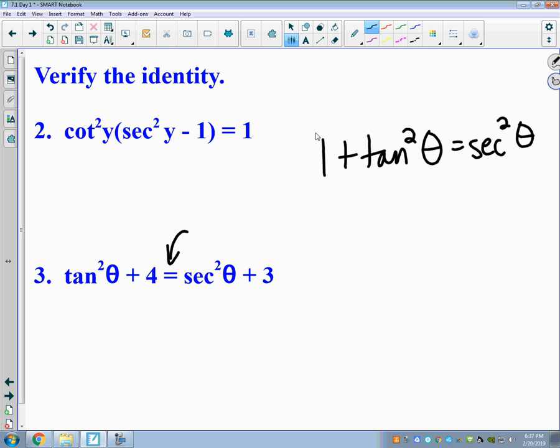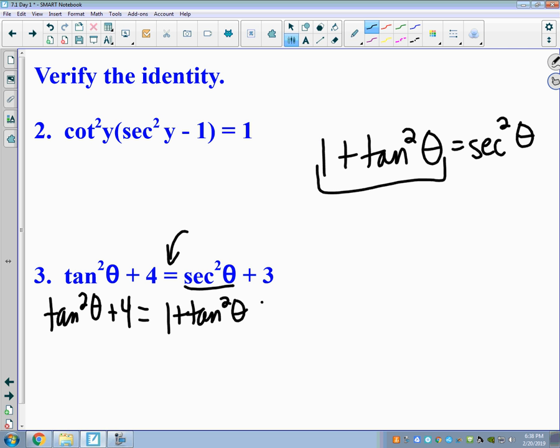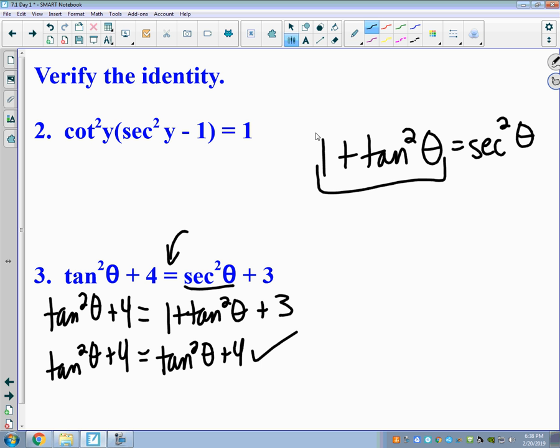So since 1 plus tangent squared equals secant squared, if I was doing this one, I would have chosen to work with this side because I could have left this side alone, and then this side becomes 1 plus tangent squared plus 3. And then 1 plus 3 is 4, right? So I get tangent squared plus 4 equals tangent squared plus 4. Check.